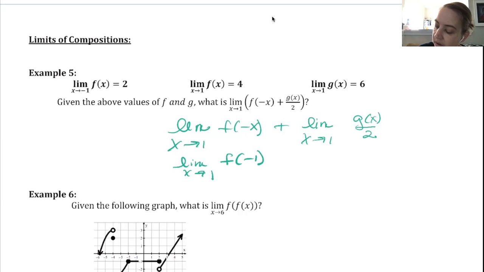There we go. Sorry, my pencil's a little slow, I'm distracted.